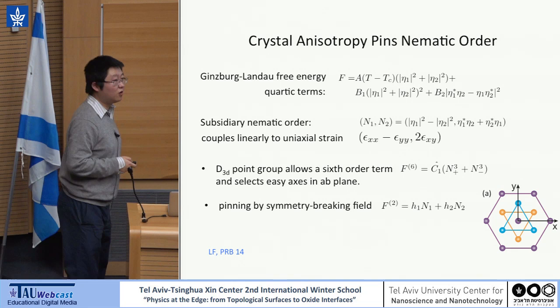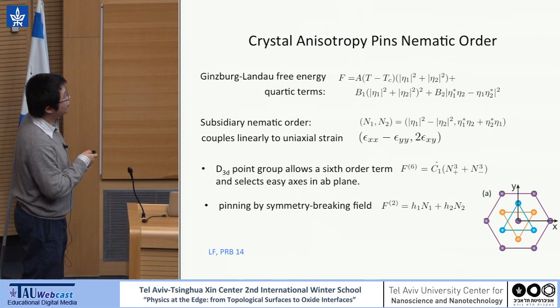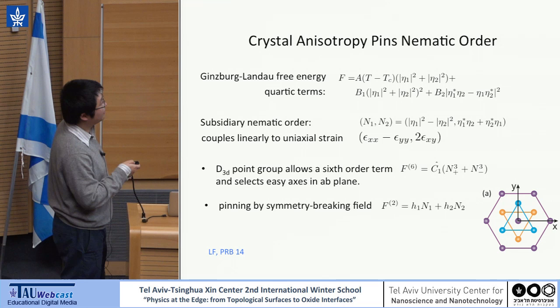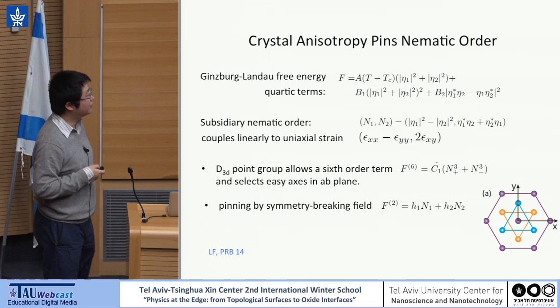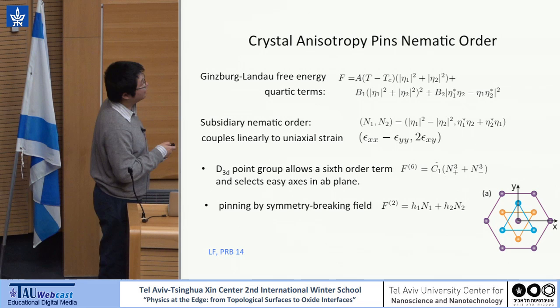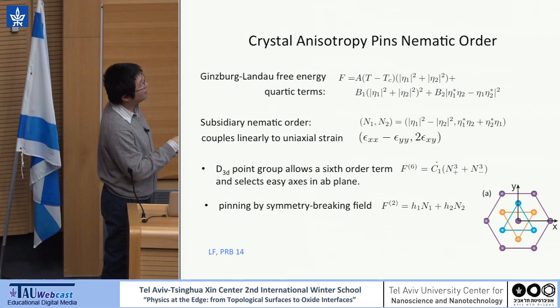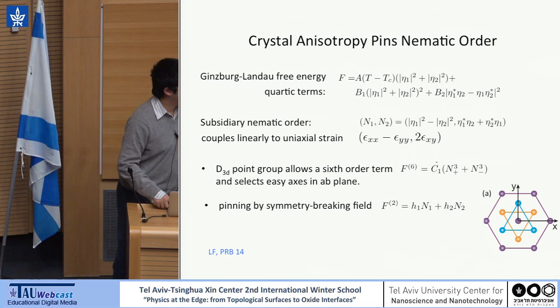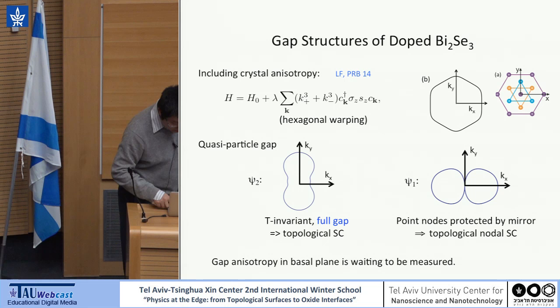And then in a pristine crystal, the three-fold rotation symmetry of the crystal allows a sixth-order term in the free energy, which is given by this. And essentially, the sign of this term selects the easy axis for the nematic order parameter in the ab plane. Okay. And alternatively, if there's some uniaxial strain, small residual strain in the system, then this uniaxial strain acts as a symmetry breaking field, and it couples linearly to this nematic order parameter. And this term directly selects the orientation of the nematic order parameter. N is actually here, the bilinears of the superconducting order parameter. Okay.